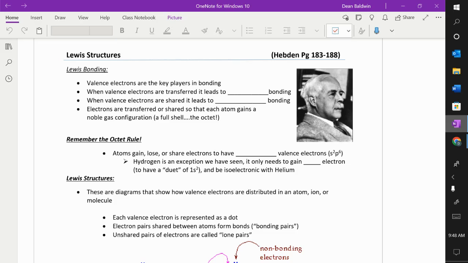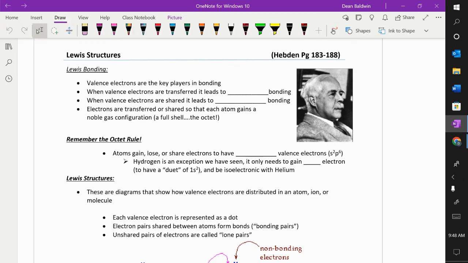We know that valence electrons are the electrons that determine bonding. Those are the important ones. If you transfer an electron from one atom to the other, what type of bond do you get? If you transfer an electron, you get an ionic bond. If you share an electron, you get a covalent bond.